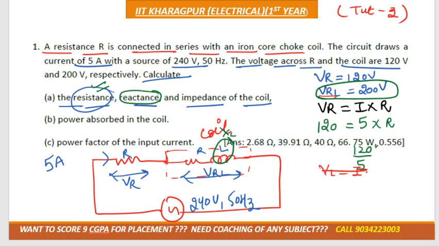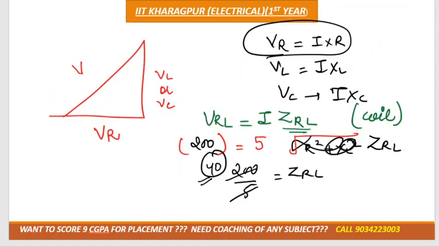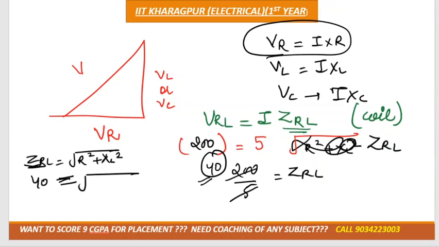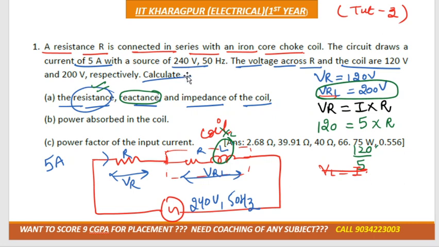So now ZRL is 40. ZRL is equal to root of R square plus XL square. We got ZRL as 40, but we don't know R and we don't know XL of the coil. Correct? So we need to calculate by another method.